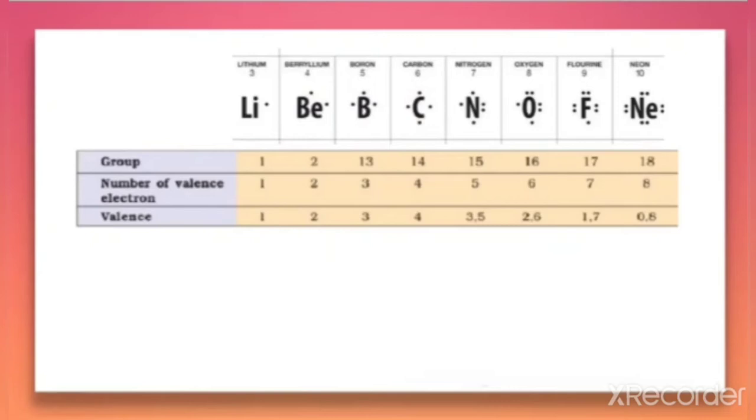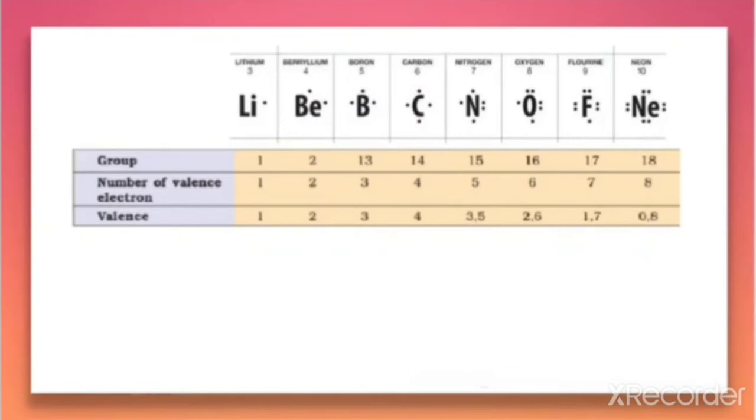So let us check the valency of elements belonging to the second period, which are given here: lithium, beryllium, boron, carbon, nitrogen, oxygen, fluorine, neon. These are the elements of the second period. In this chart, the group, the number of valence electrons and the valence are given. Valence is nothing but the valency. Valency can be written as valence.